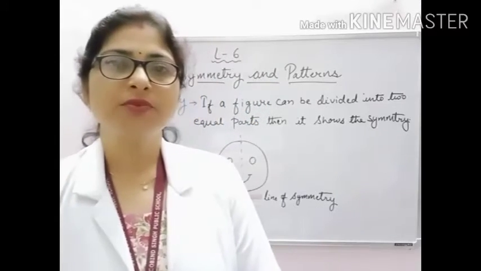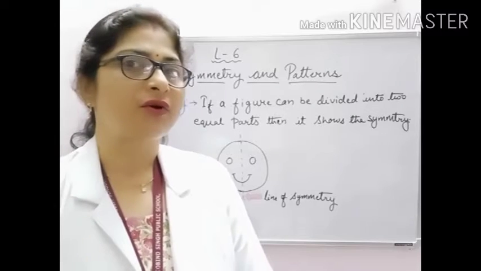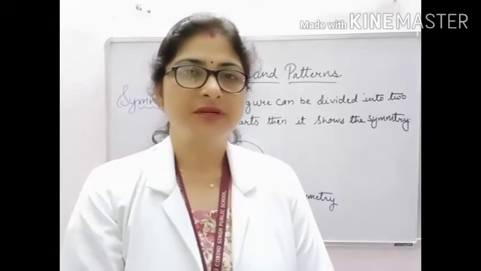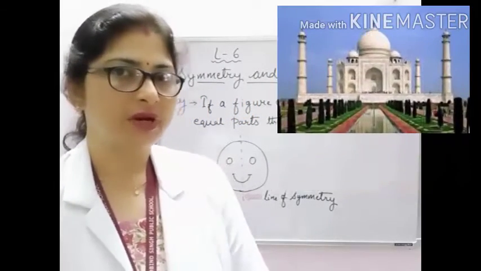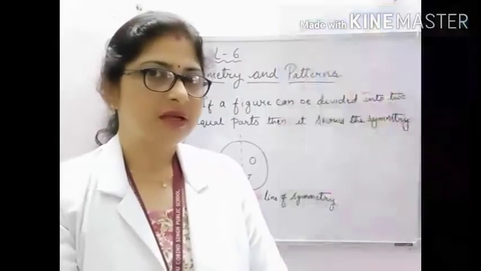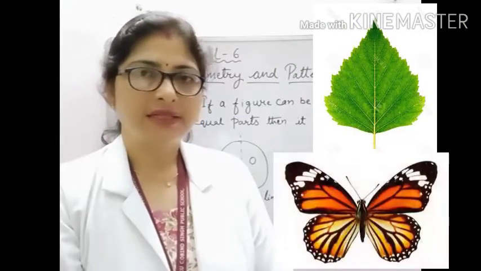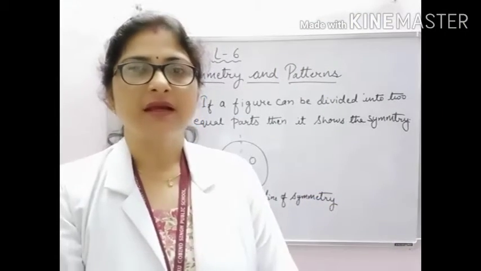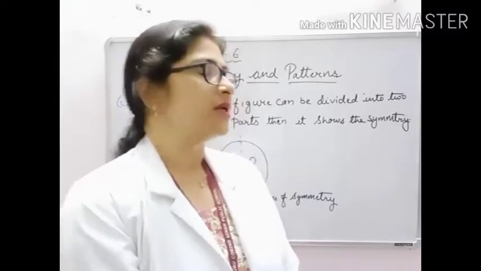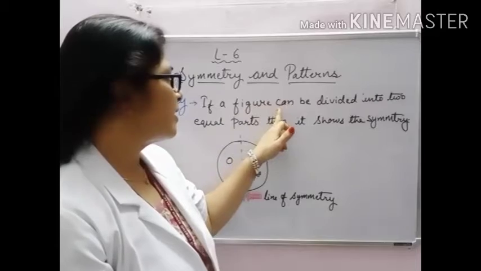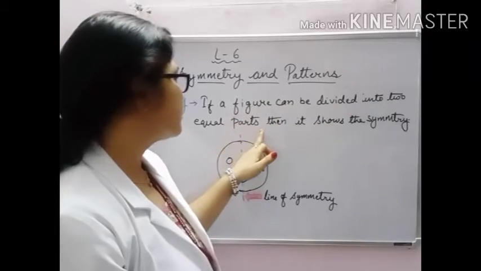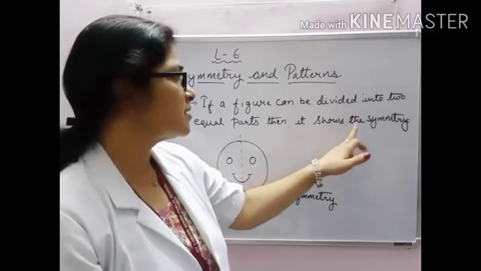Symmetry. We can observe symmetry all around us. We can see symmetry in man-made as well as in natural things. We can see symmetry in monuments, flowers, leaves, insects, etc. So what is symmetry? If a figure can be divided into two equal parts, then it shows symmetry.